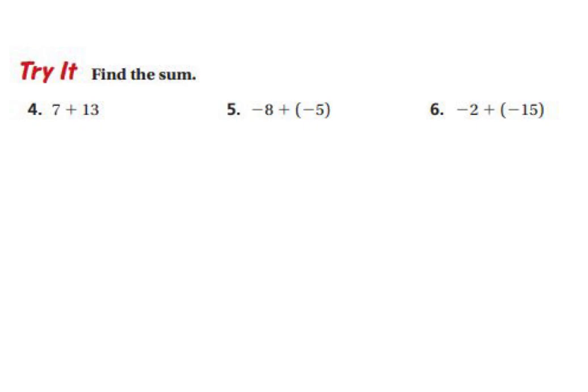So for our first one, 7 plus 13. 7 is positive, 13 is positive. I'm going to think, 7 plus 13, 13, 14, 15, 16, 17, 18, 19, 20. Check my signs. I started with two positives. I got to end with positive, and we get positive 20.